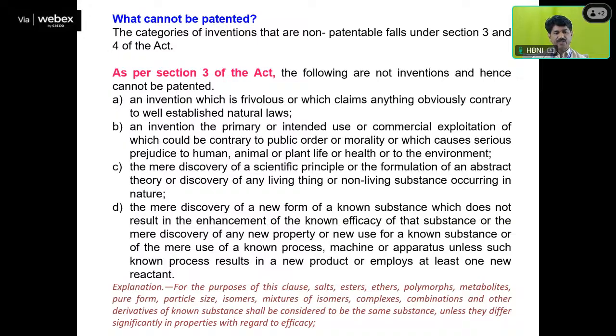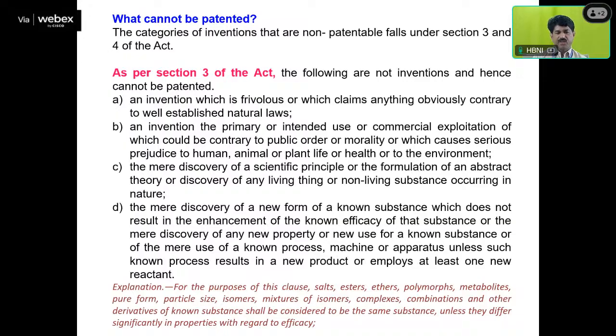Next is the mere discovery of a new form of known substances which does not result in the enhancement of known efficacy, like an isomer of some form of complex or a combination of something. That will not be considered for patenting.